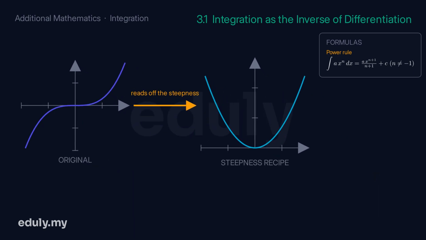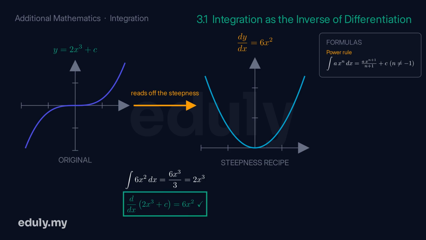Now the recipe from the very start of the lesson gets a real formula, and we run our new rule on it. Then, to be totally sure, we differentiate our own answer straight back. It lands exactly on the recipe we began with. That round-trip check is how you confirm any integration answer.